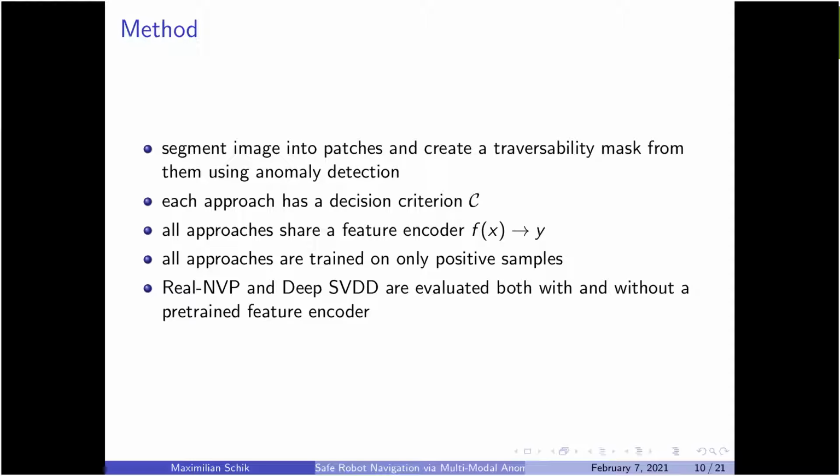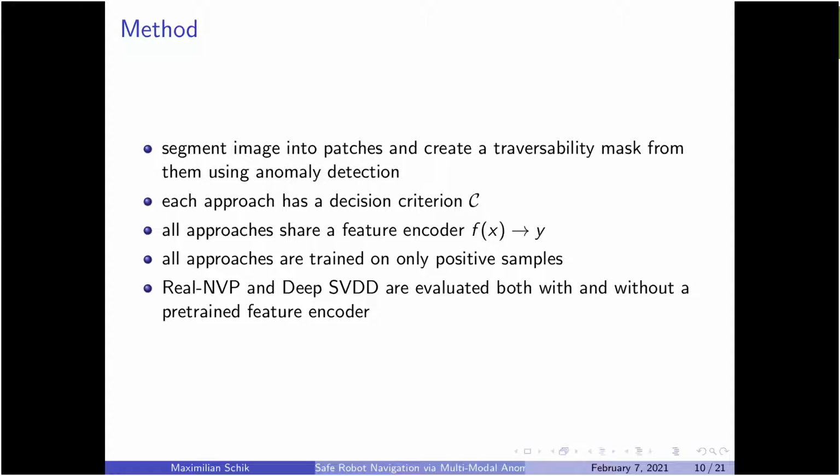When we actually want to implement that for our robot, we use this anomaly detection to classify patches of the images. So we segment our image into small patches and classify each of those patches using the anomaly detection, and by that we can create a mask of an image where each pixel would have an anomaly score, and by that we can create an anomaly map of our environment.